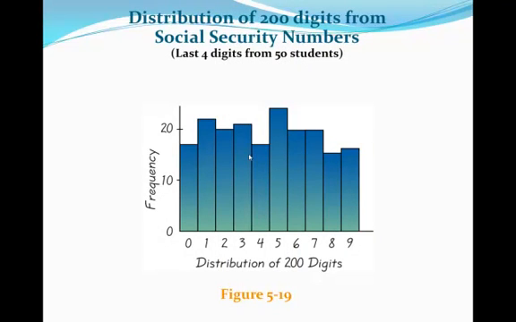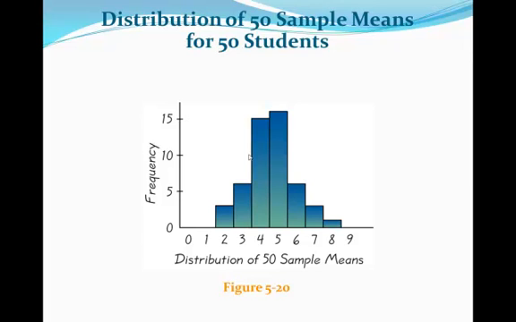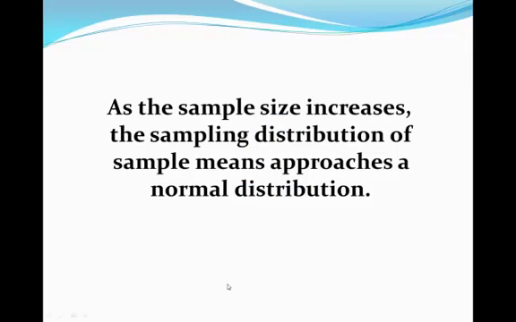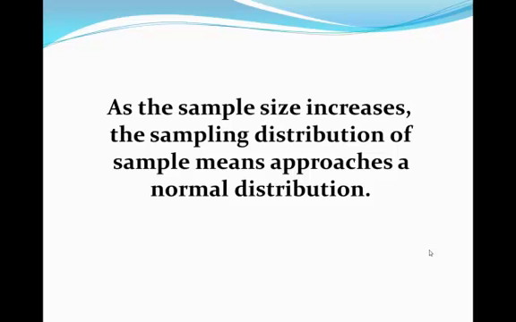So this is an example from the distribution of 200 digits from Social Security numbers. So this is our distribution. So it's approximately normally distributed. Distribution of 50 sample means for 50 students. You can see it's approximately normally distributed, right? We can fit a bell-shaped curve in there. So as the sample size increases, the sampling distribution of sample means approaches a normal distribution.